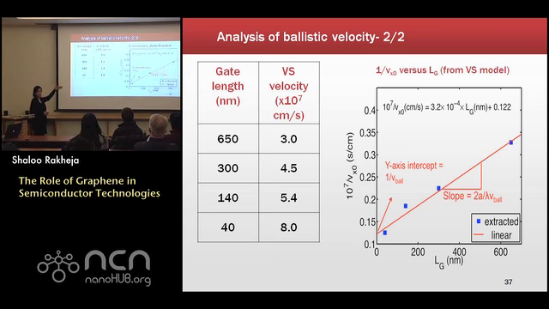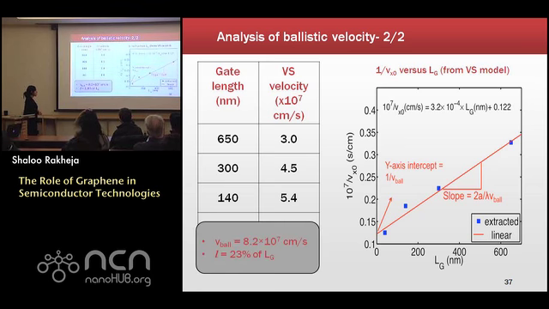The table over here is the extracted parameters, extracted VS velocity, and the symbols over there are the same data that we extracted. We see that it falls on a straight line, and we can come up with a ballistic velocity of about 8.2 times 10 to the power 7 centimeters per second, and this is very close to the Fermi velocity of the graphene electrons. All right? So we've tried to bridge the links between the virtual source model and the reflection transmission coefficient model that existed before through this exercise.